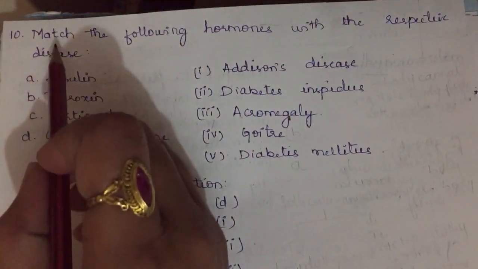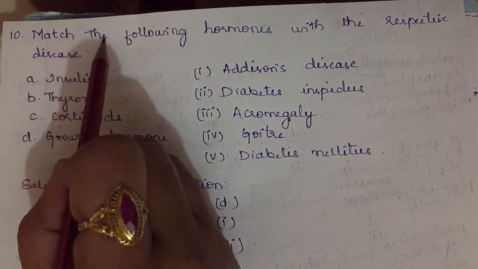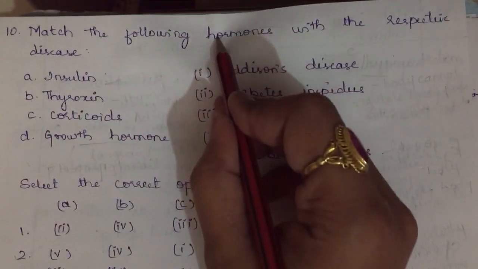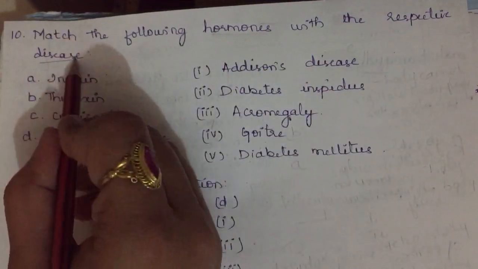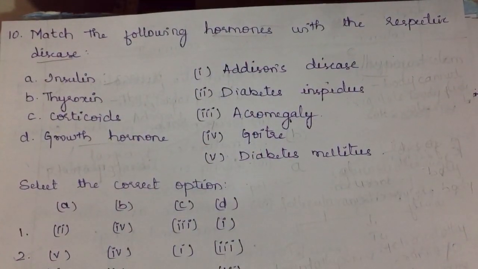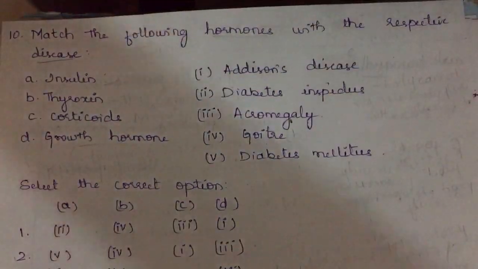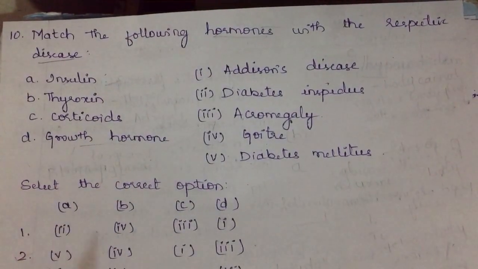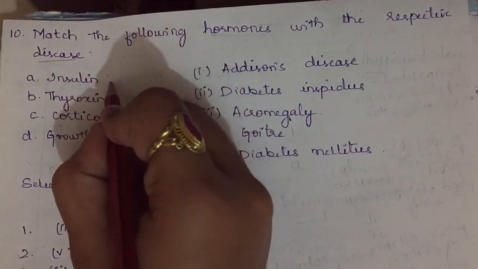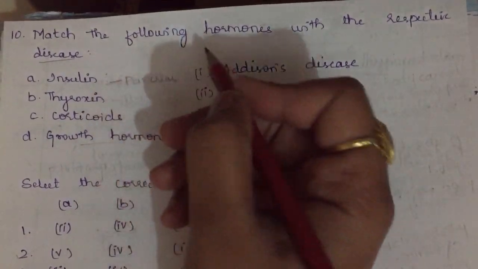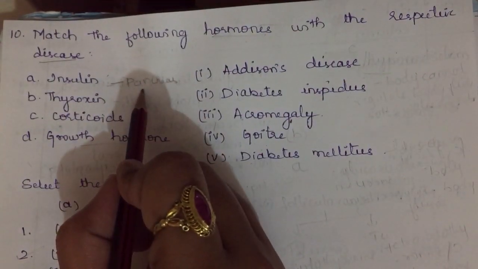Okay, we shall start with the 10th one. Match the following hormones with respective diseases, which means they have given one column of hormones and another column of diseases. So in this first column, they have given the first hormone, insulin. This hormone insulin is produced by a gland. Which gland? Pancreas. Okay, insulin is produced by pancreas.